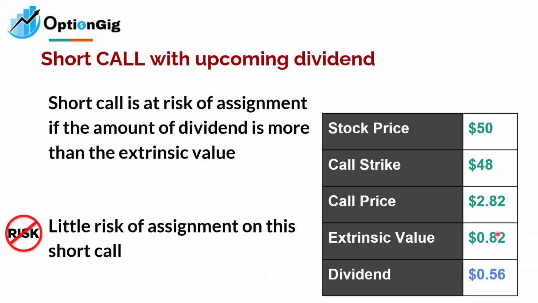If the extrinsic value is close to, say, 56 or 57, then it is possible that you may be at risk of assignment, because then the net loss is maybe a cent or 2 cents. So this is how you determine if your short option is at risk of assignment or not. Focus on extrinsic value.